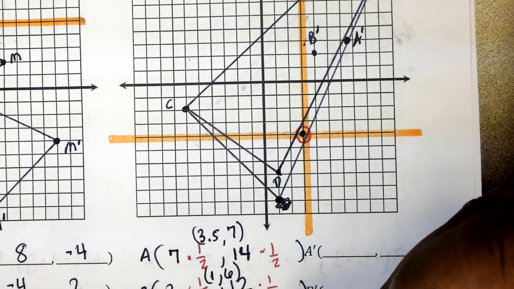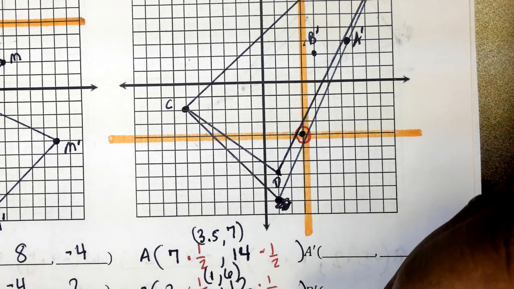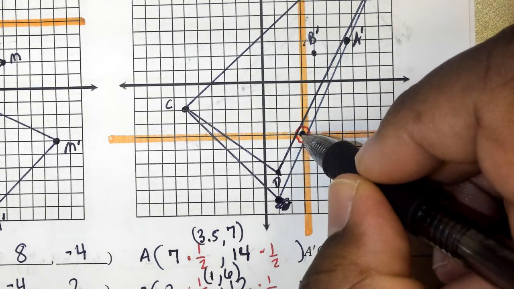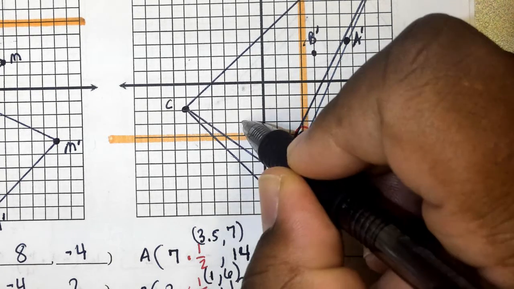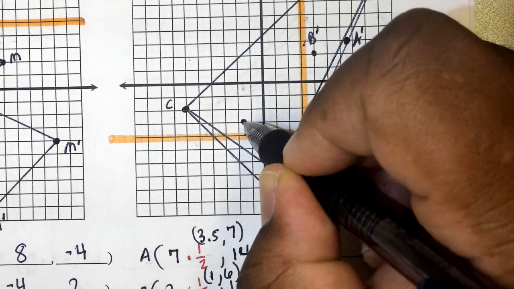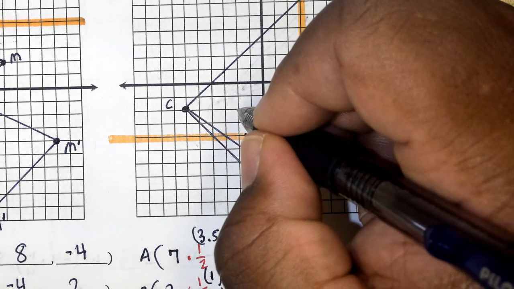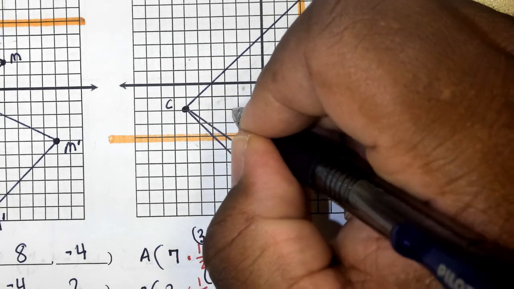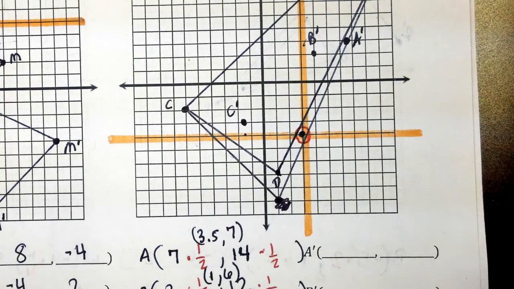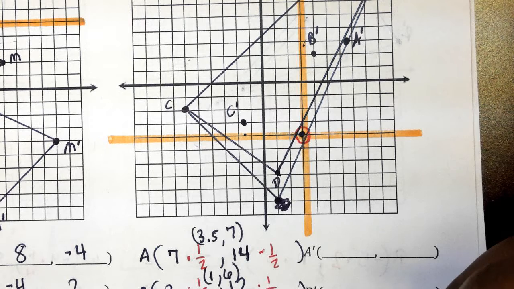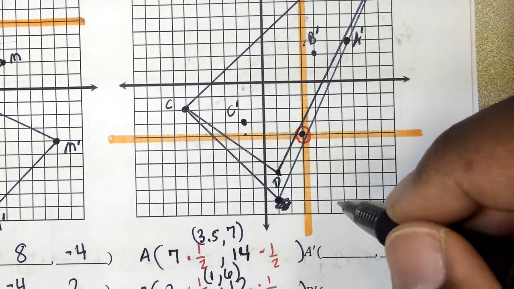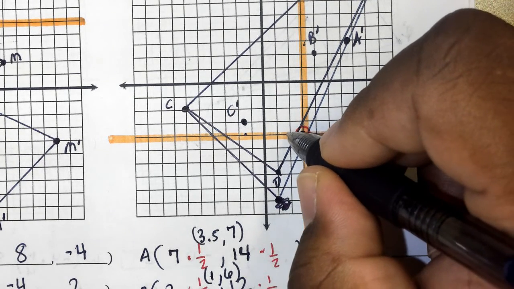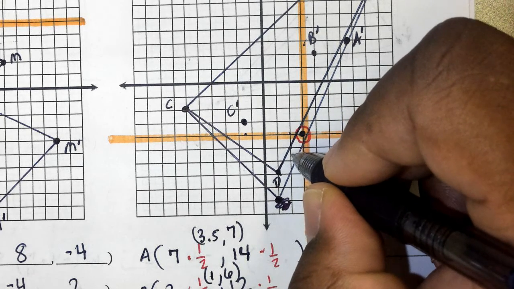And then C is at negative 4.5, 1. So to the left, negative 1, 2, 3, 4.5, up 1. And then the last one, D, negative 1 and then negative 1.5. So to the left, negative 1, then down, negative 1.5.